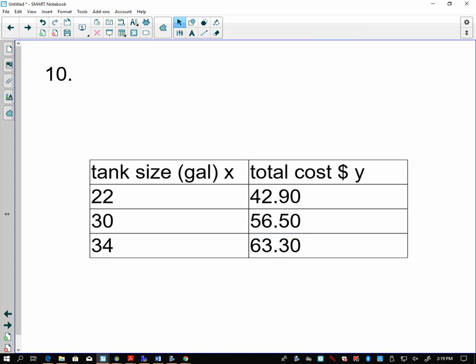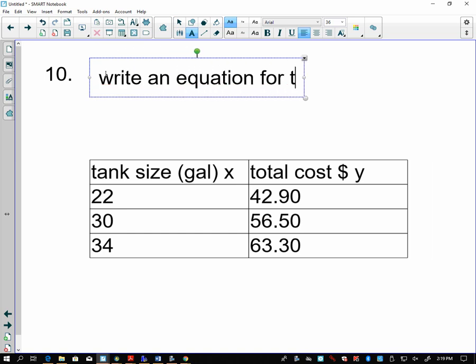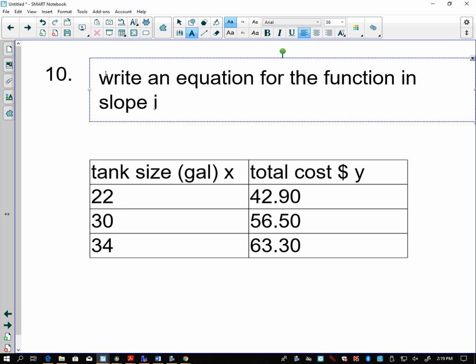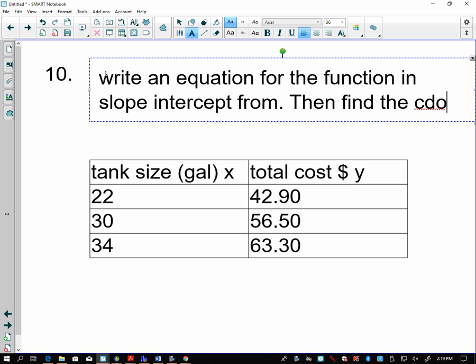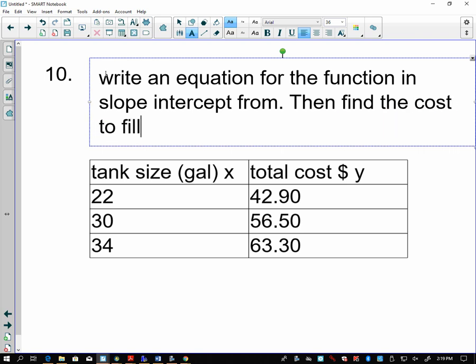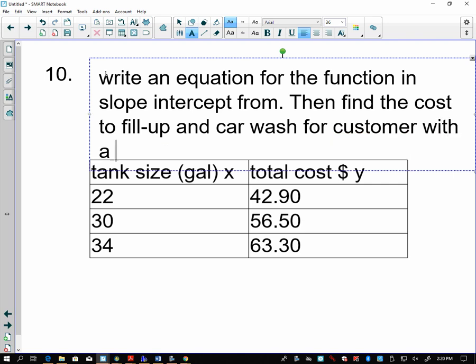All right, your job in this, again, is another short answer where you're going to have to type in, and it's going to tell you about the tank size and total cost. What it wants you to do, and I'll write just the portion that you need, is write an equation for the function in slope-intercept form. Then find the cost to fill up and car wash for a customer with a 44-gallon tank. Okay?